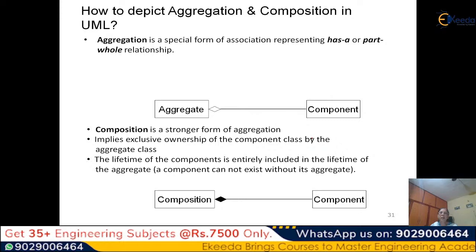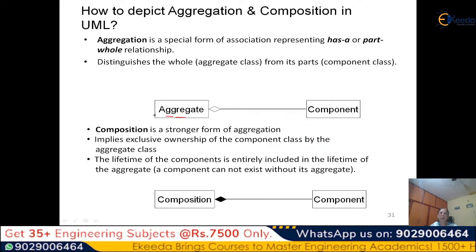How to depict aggregation and composition in UML? We have said that we will use the diamond for aggregate, and we will use a filled up diamond for the composition. So what is the difference? The difference is that composition is a stronger form. It's a lifetime. It doesn't get out. It always is there. The bigger class has got complete ownership of the component. It cannot be separated. Whereas here it doesn't have that. It can be removed. A part can be removed from the whole.